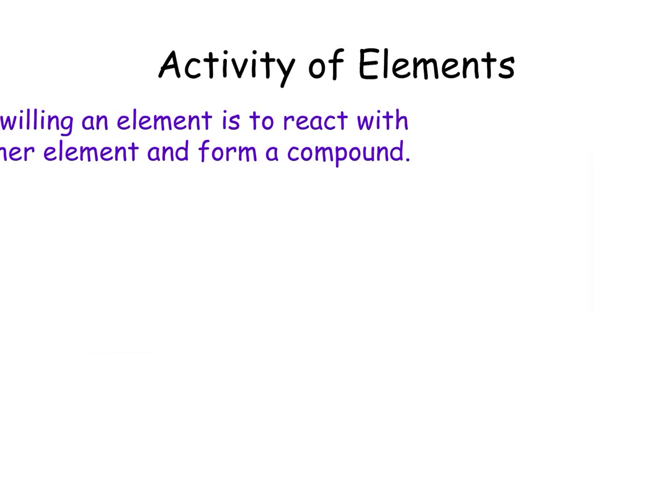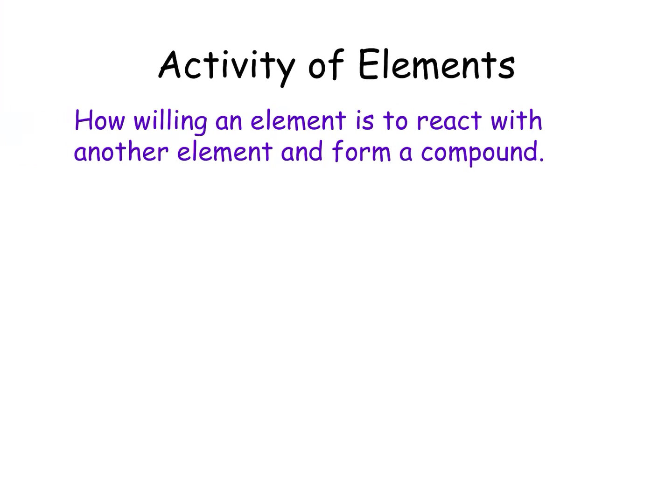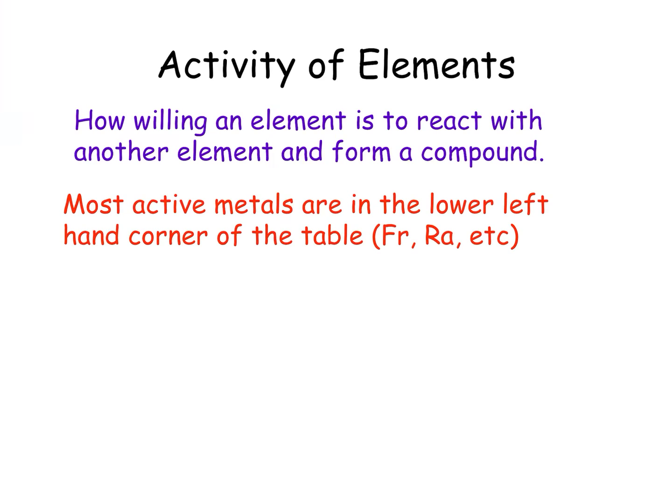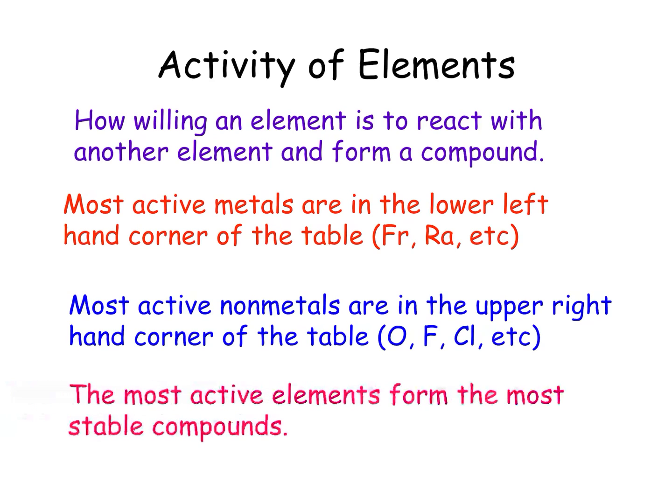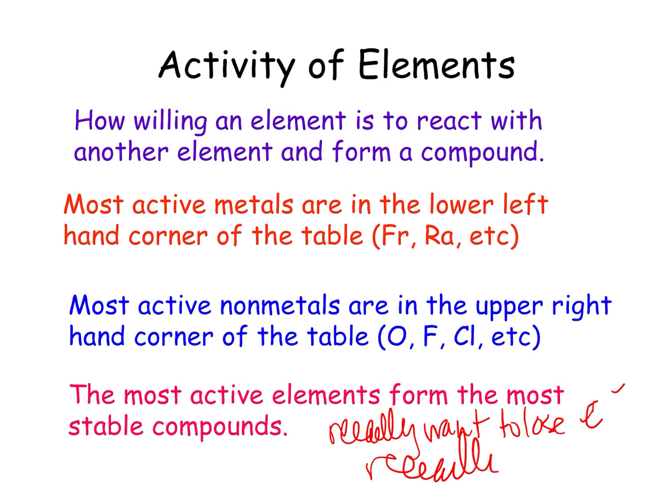Finally, activity of elements: how willing an element is to react. The most active metals are the lower left corner. Most active nonmetals are the upper right. They're like the extremes there. The most active elements form the most stable compounds. Because if you really want to lose electrons, and somebody really wants to gain electrons, and they come together and make a compound, super duper stable. Everybody's happy.